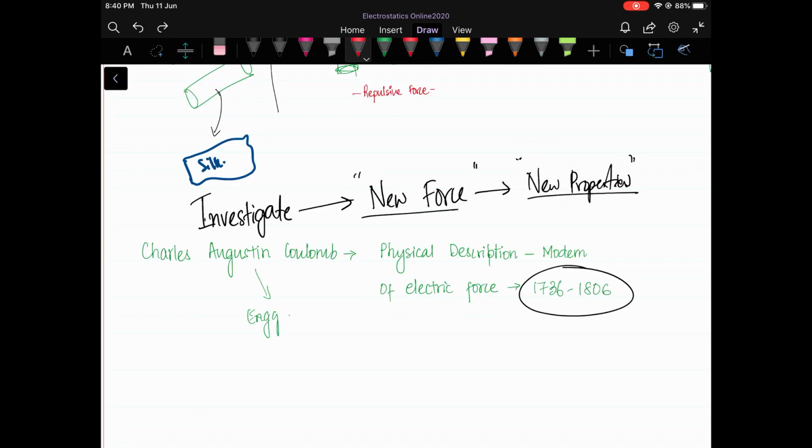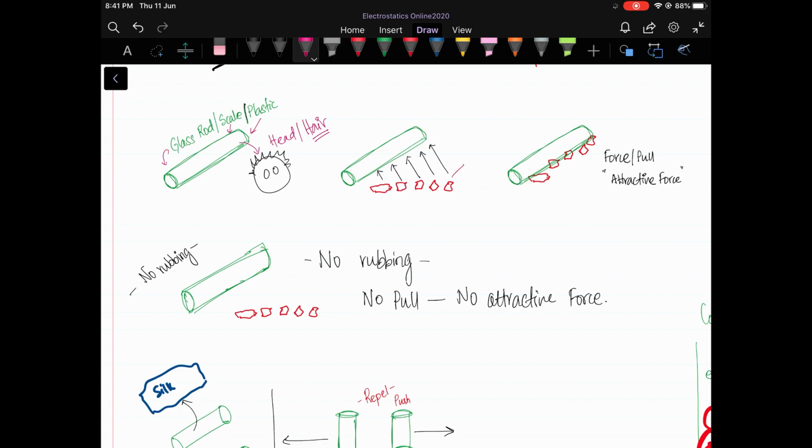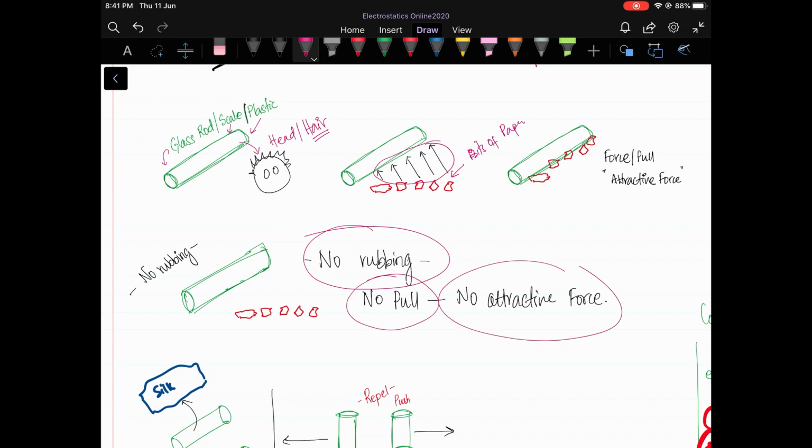More detailed investigation on this new force was done by Charles Augustin Coulomb. And today we are still following his physical description of this force. Let's have a look at this simple phenomenon or experiment where you take a glass rod, or let's say a scale made of plastic or glass, and you rub this on your head. It is found that this glass rod has the property of attracting bits of paper. Obviously, these bits of paper will not be attracted to the glass rod if we had not rubbed the glass rod on our head. And you'll see there will be no pull and no attractive force.